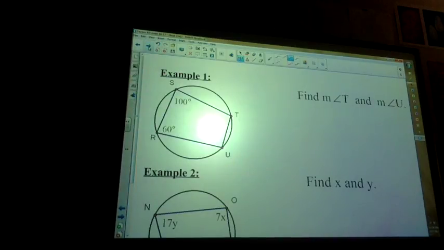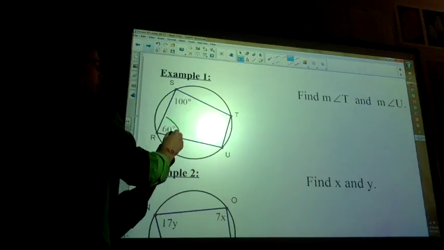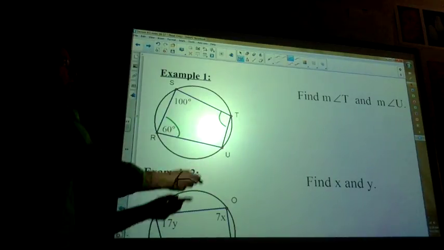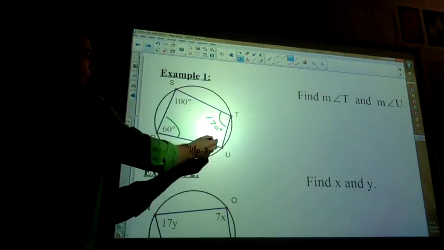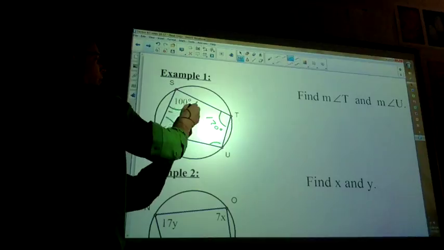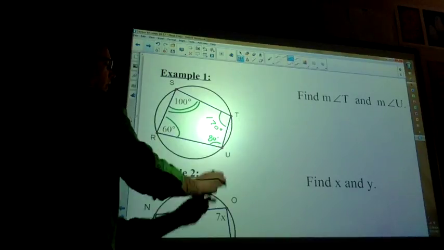All right, find angle T. So what did we just say? This angle and this angle have to add up to what? 180. So this must be 120 degrees. Still with me? Yeah. Angle U. So this angle and this angle have to add up to 180, so that has to be 80.